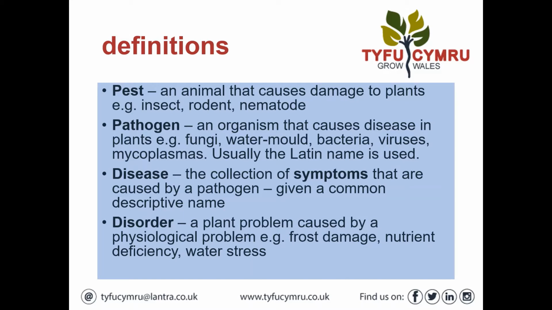And when talking about the pathogens, usually a Latin name is used. A disease is the collection of symptoms that are caused by the pathogen. And that disease, that collection of symptoms, is given a common descriptive name. In contrast, a disorder is a plant problem that is caused by a physiological difficulty. For example, frost damage, or a nutrient deficiency, or water stress.